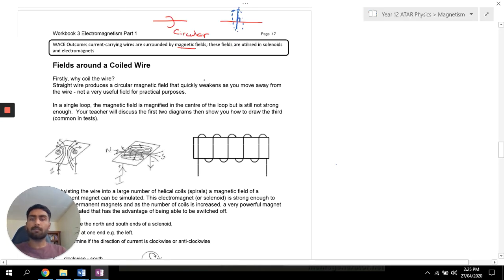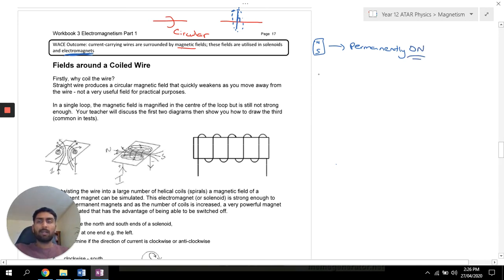These fields are utilized in solenoids and electromagnets. Electromagnets are those types that we can turn on and off. This is interesting. If we have a bar magnet, a north-south magnet, we can't turn this off. This is permanently on all the time. We can't turn this off when we want. It's never off.